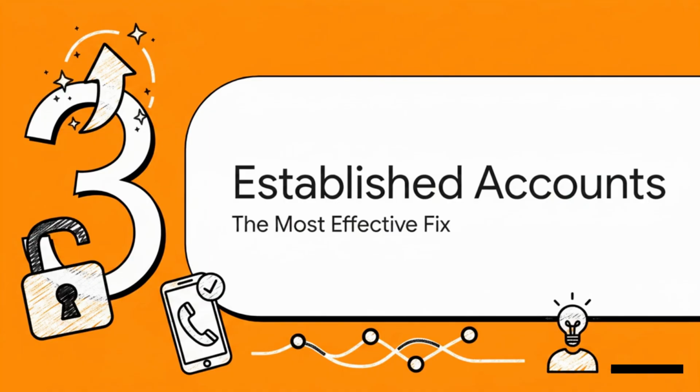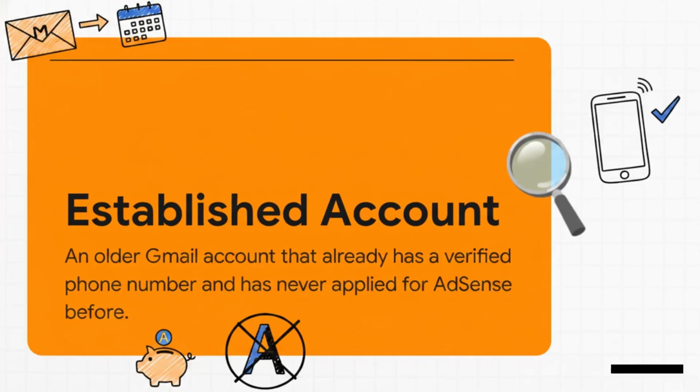All right, now for part 3. This is the big one. This is the core strategy that has worked for so many creators who are at their wits' end. I call it the established account secret. This is your secret weapon. So what in the world is an established account? It's actually really simple. It's just an older Gmail address. Maybe it's your personal email you've had for years.